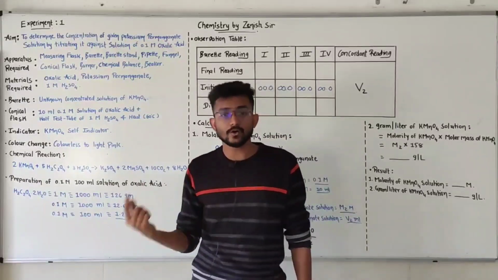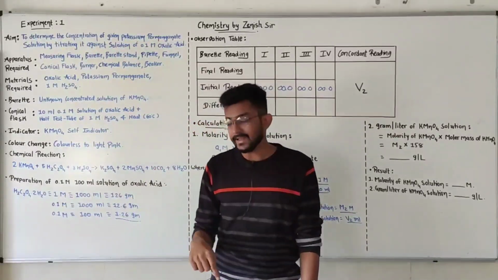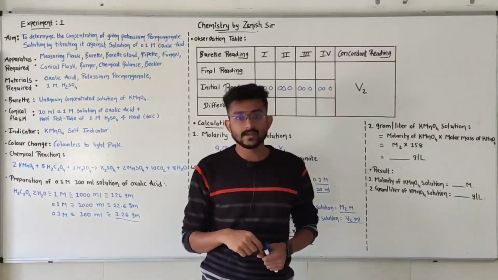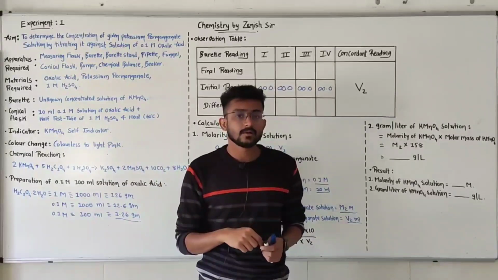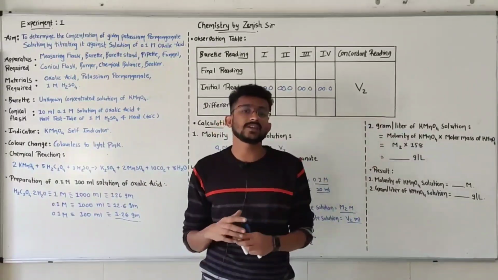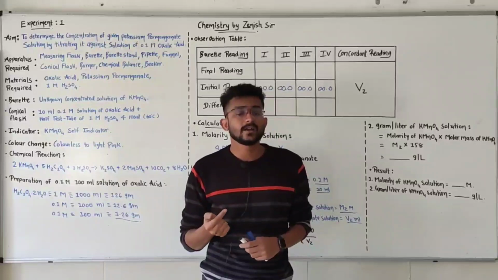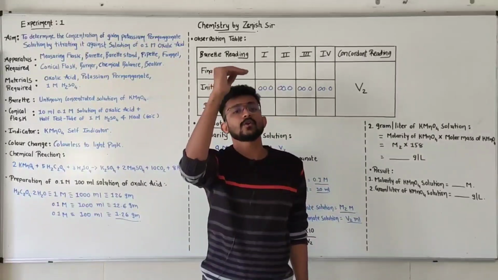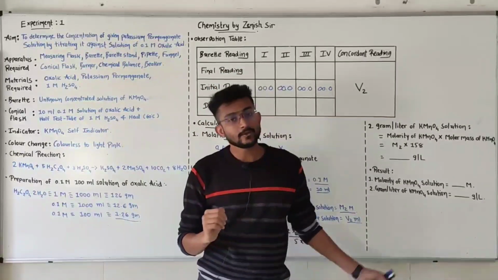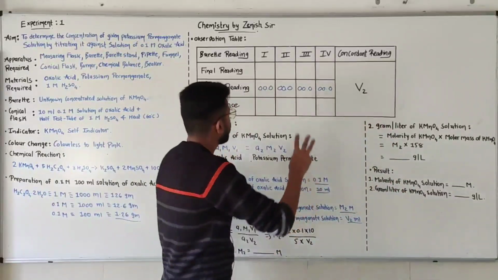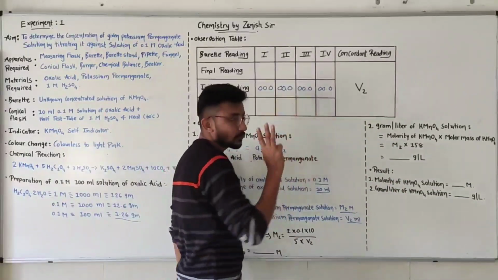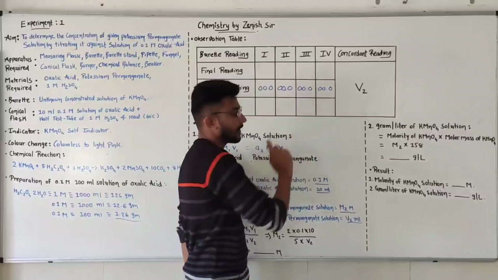After that you wash the conical flask, you again take 10 ml of the oxalic acid, add half a test tube of H2SO4, and you heat it up to 60 degrees Celsius. Before that, fill up the KMnO4 up to the 0 mark again, and you repeat the same practical 3 more times. So a total of 4 readings will be there.